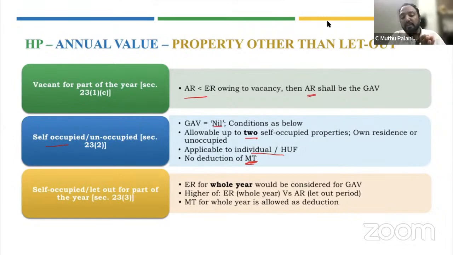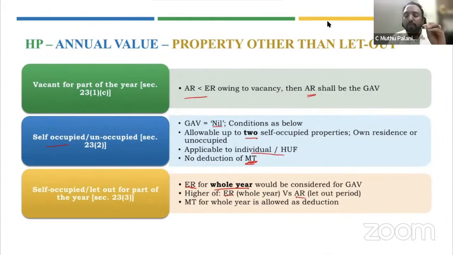And what if you're self-occupied for part of the year and part of the year it is let out? The third situation is partly self-occupied, partly let out. The rule is expected rent should be considered for the whole year. Expected rent should be considered for the whole year for the purpose of gross annual value, even though it is partly let out. And the expected rent versus actual rent should be compared. Expected rent is for the whole year. The actual rent is only for the let out period.